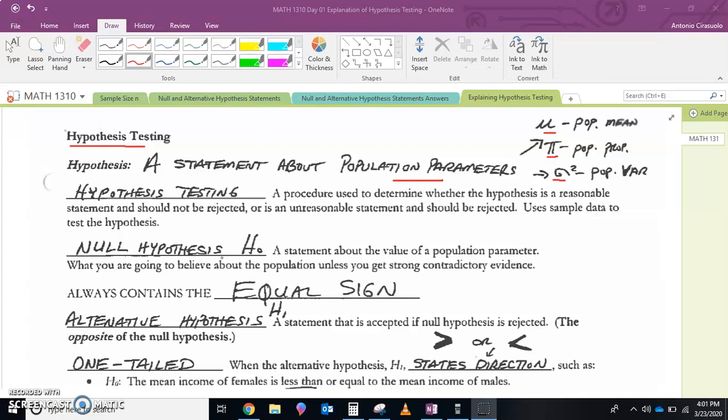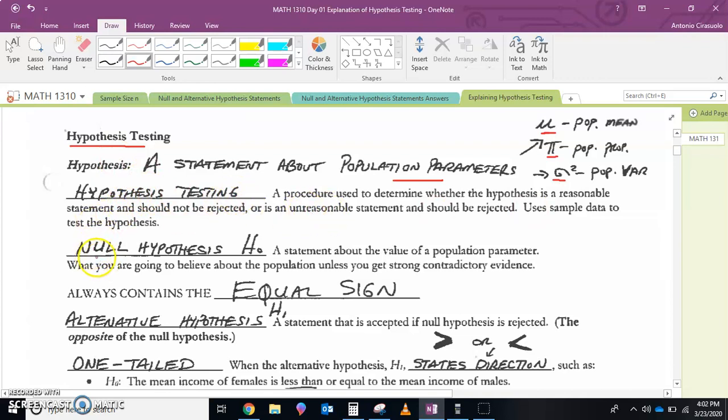Now, a hypothesis is basically a statement about a population parameter. Something about the mean. Maybe we think something to be true about the mean, or population proportion, or even as far as the variance. There are different tests you can perform to determine whether or not your statement or your hypothesis is true or false or not to be accepted. So hypothesis testing is just a procedure, okay?